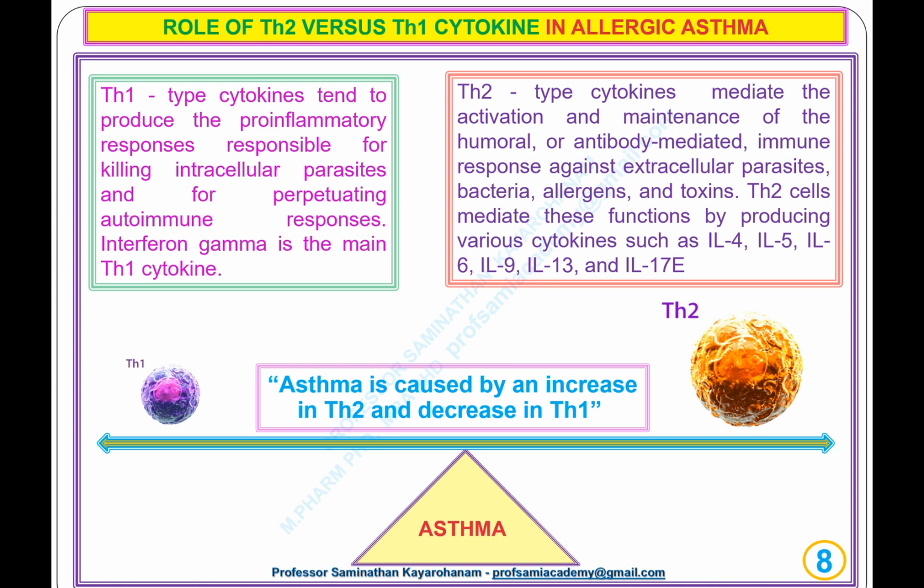Th1-type cytokines tend to produce the pro-inflammatory responses responsible for killing intracellular parasites and for perpetuating autoimmune responses. Interferon gamma is the main Th1 cytokine. Th2-type cytokines mediate the activation and maintenance of the humoral, or antibody-mediated, immune response against extracellular parasites, bacteria, allergens, and toxins. Th2 cells mediate these functions by producing various cytokines such as interleukin 4, 5, 6, 9, 13, and 17E.